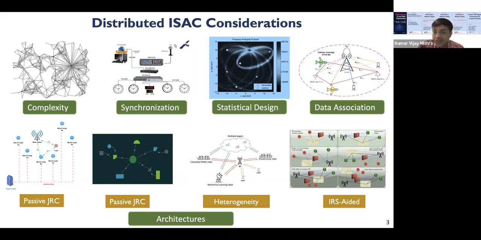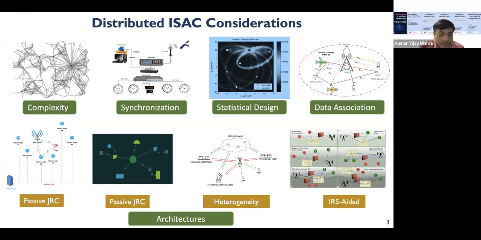The architectures are also very interesting, and there are various architectures in the distributed case. We can have a passive one, where most of the nodes may be just listening, and there may be just one transmitter. And the transmit signal may not be known in the passive case. So there are those kinds of examples as well. So we have this passive JRC. I think Bhavani will cover a little bit about it later on.